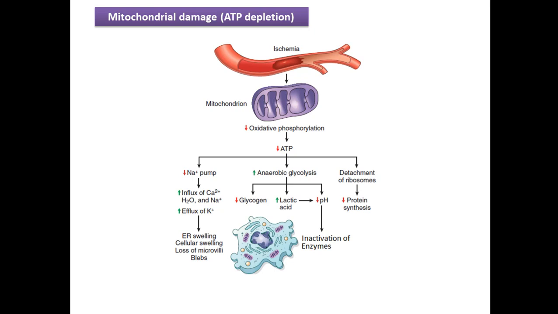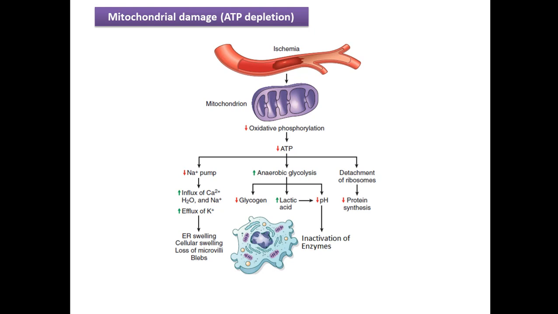There is also an efflux of potassium. The potassium leaves the inside of the cell and goes out. So this situation will lead to the influx of water and sodium into the endoplasmic reticulum. The endoplasmic reticulum becomes swollen and the cell membrane becomes swollen and there is loss of microvilli and blebs are formed on the cell membrane. So this is the effect of the loss of ATP on the membrane permeability.